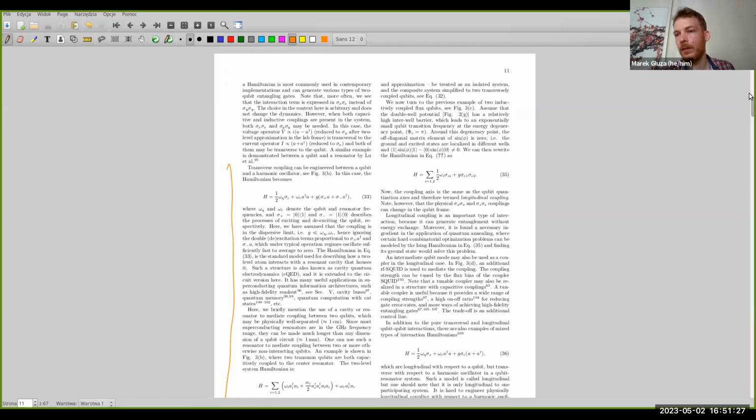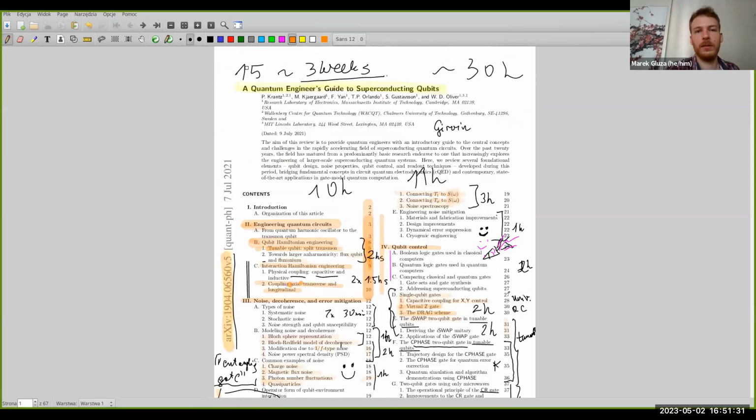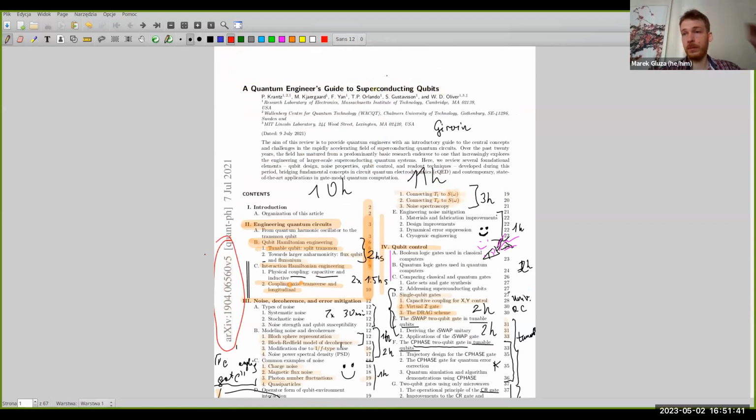Okay, so here again, whoops, this is not looking so good. Here again the title, and here again the archive number of the paper.